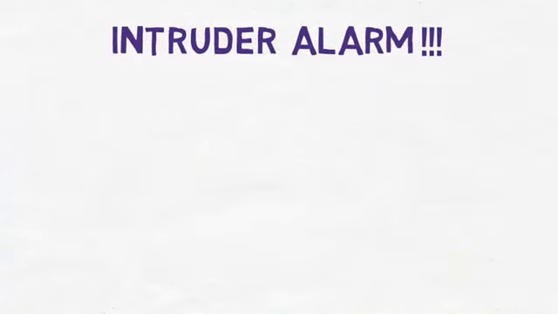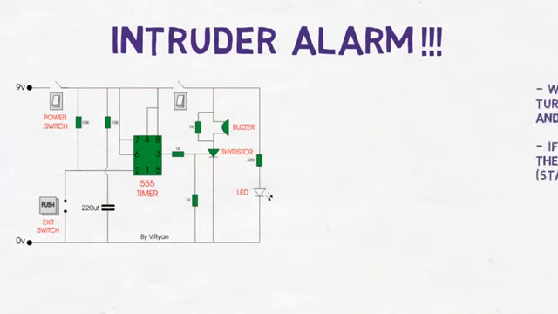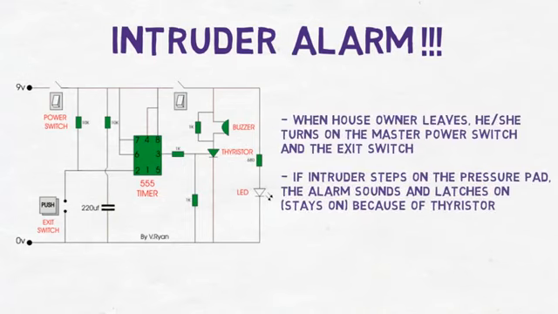Next, in terms of intruder alarm, the circuit shown is an alarm circuit incorporated with a thyristor. When the householder leaves, he or she turns on the master power switch and the exit switch. If an intruder steps on the pressure pad, the alarm will sound and latches on because of the thyristor.